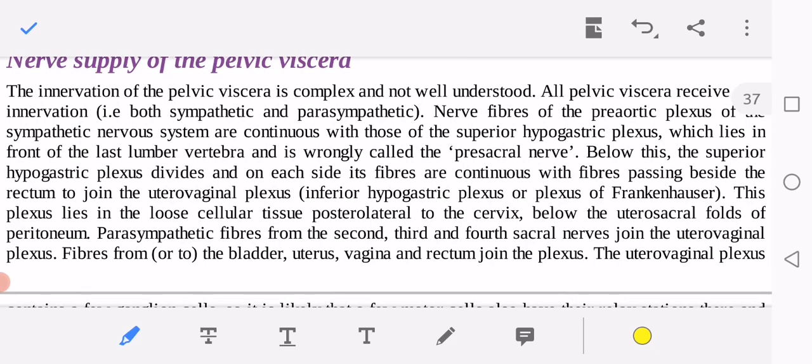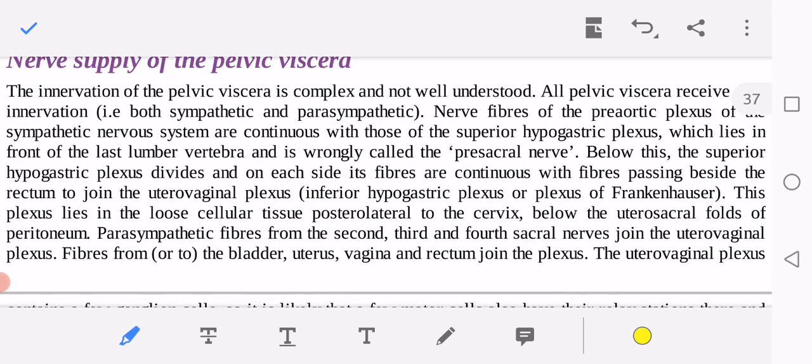Below this, the superior hypogastric plexus divides on each side. Its fibers are continuous with the fibers passing beside the rectum to join the uterovaginal plexus and inferior hypogastric plexus, or the plexus of Frankenhauser. This plexus lies in the loose cellular tissue posterolateral to the cervix, below the uterosacral folds of the peritoneum.